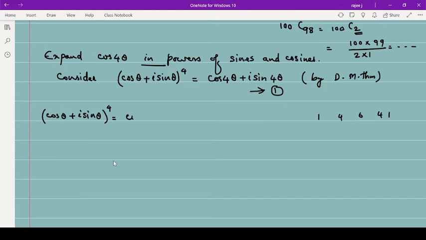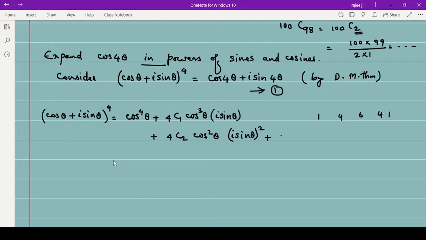So this is now cos raised to 4 theta, plus 4C1 cos cube theta and i sin theta, because here a is cos theta and b is the complete i sin theta. Then plus 4C2 cos square theta, and here always remember to put the bracket. Normally children write it without the bracket, and in the next step write something different, so I always put the square on the whole term.